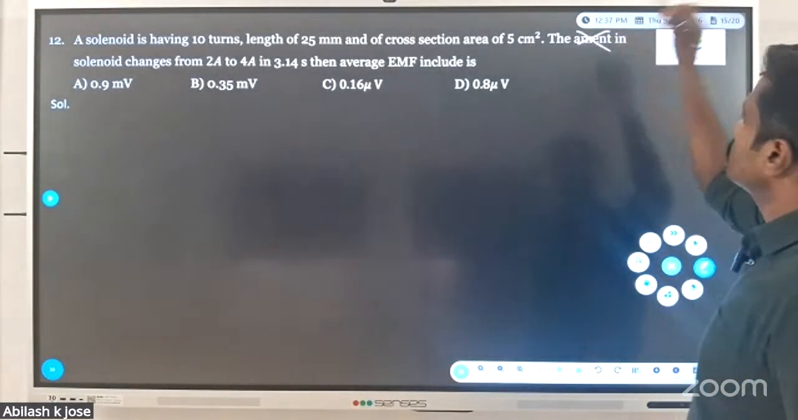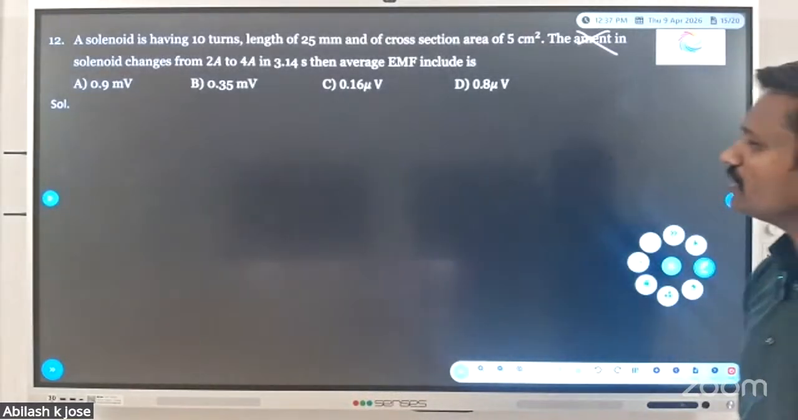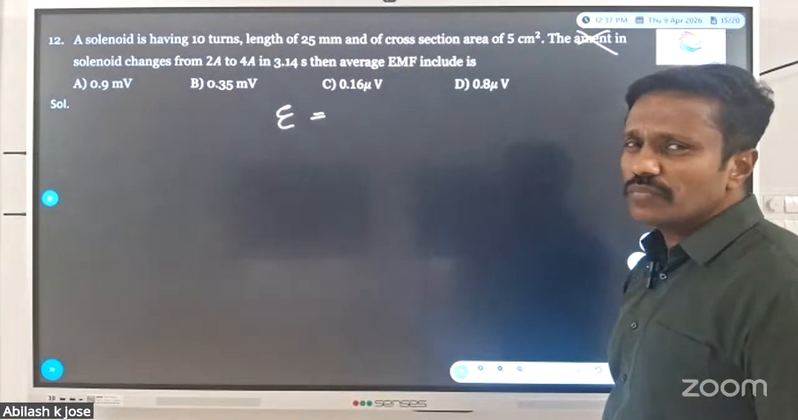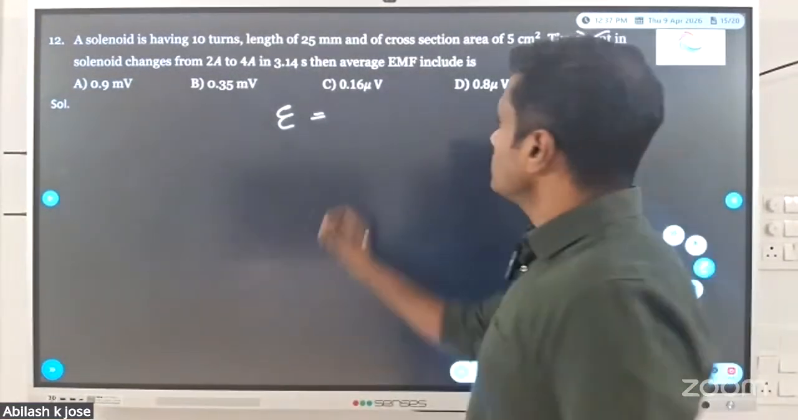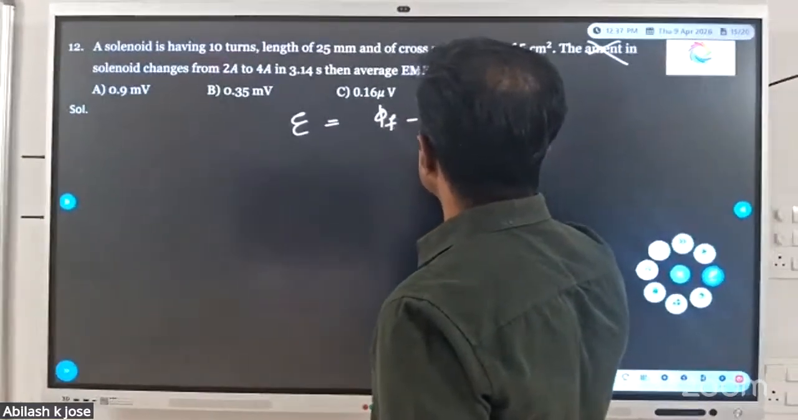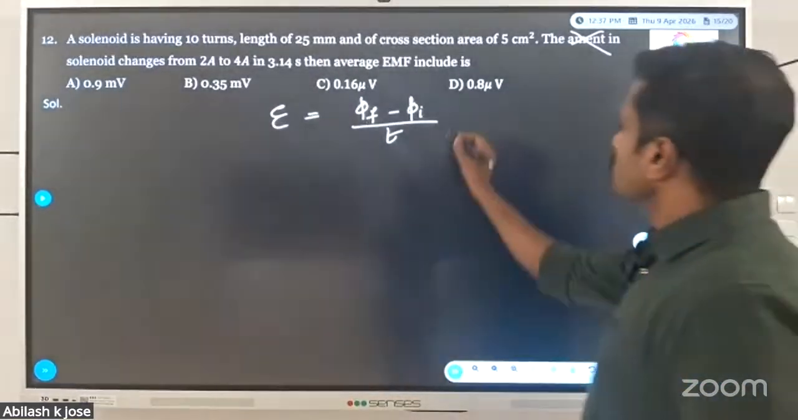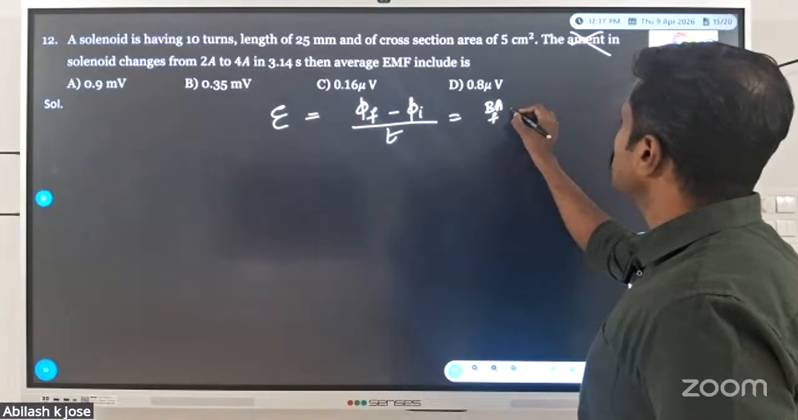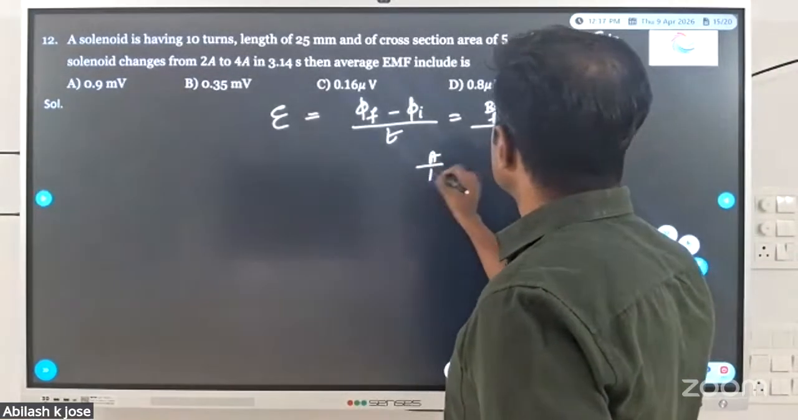Now, the solenoid has 10 turns, 25 millimeter, and a cross-section area of 5 centimeters square. The current in the solenoid now changes from 2 to 4 amperes in 3.14 seconds. Find the average EMF induced. We know that average induced EMF is the change in flux divided by change in time, as it is average. So this is equal to flux, as you know, B into A, so B final into area minus B initial into area, divided by time. So A divided by t is a constant.